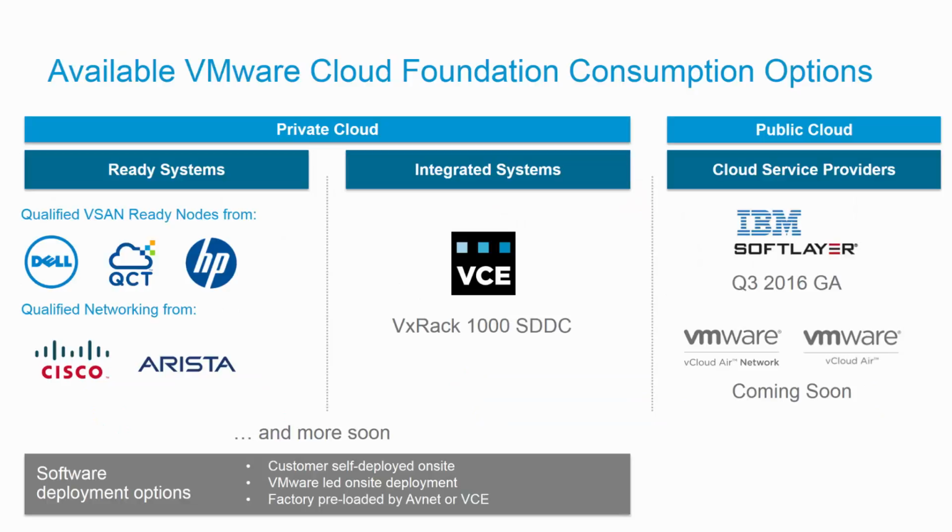Cloud Foundation can be consumed in a few different ways for private or public cloud environments. The private cloud options are with the virtual SAN, or vSAN, ready nodes and networking from several different vendors, as you see here. The second option for providing private cloud is to use the integrated systems such as our vRealize offering. For the public cloud offerings, or as a service, it is currently available in IBM SoftLayer, and coming soon, it will also be available in vCloud Air as well as vCloud Air Network for those vCAN partners.